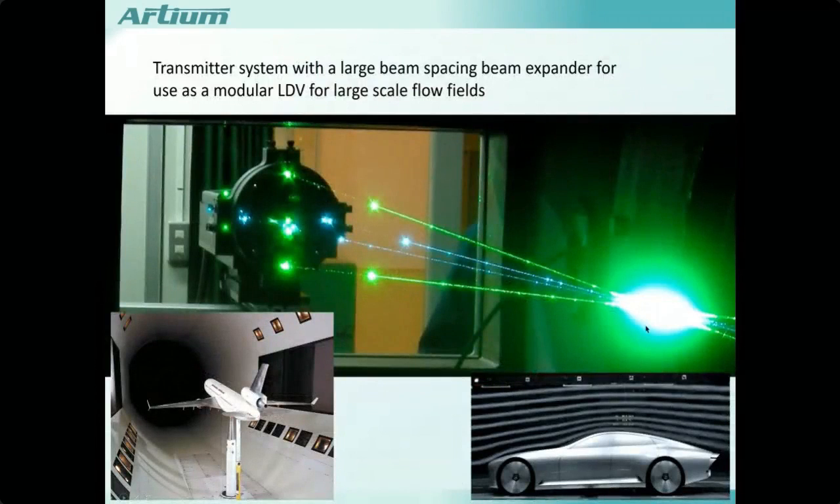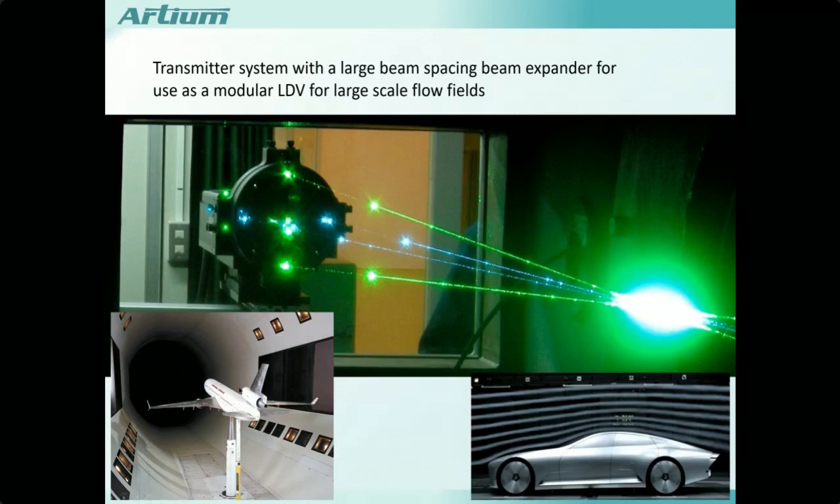We've also built large-scale systems with very large optics, both transmitter and receiver. In this case, measurements were made with a working distance of about 3 meters from the optical head. And it's a fairly large-scale wind tunnel. The receiver is over off screen to your right.